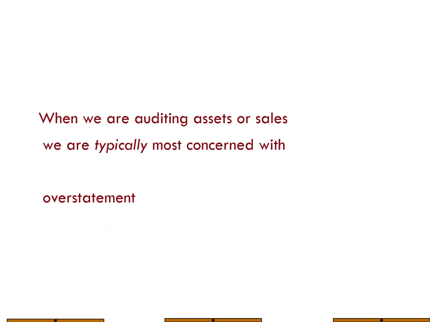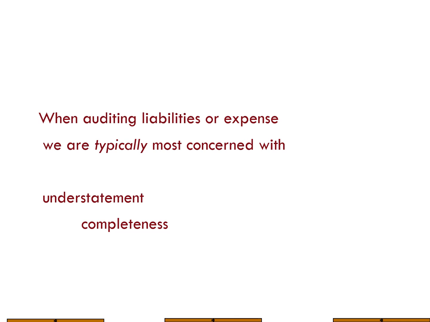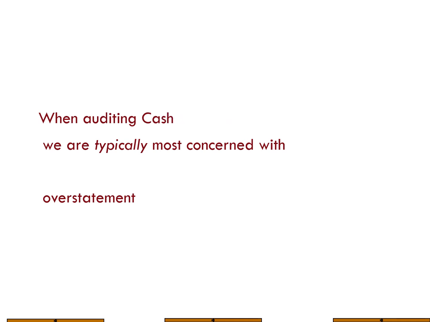When we're auditing assets, we're typically concerned with overstatement and existence. When we audit sales, we're typically most concerned about overstatement and occurrence. When we audit liabilities, we're worried about understatement and completeness. When we audit expenses, we're typically most concerned with understatement and completeness. Accounts receivable, overstatement, existence. Cash, overstatement, and existence.